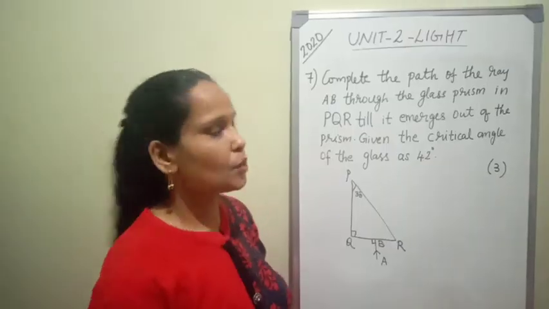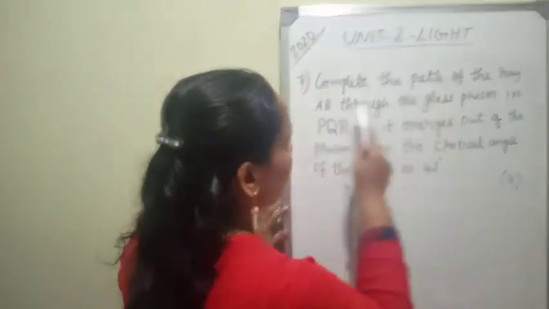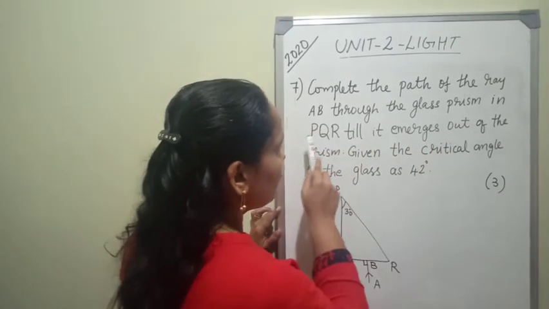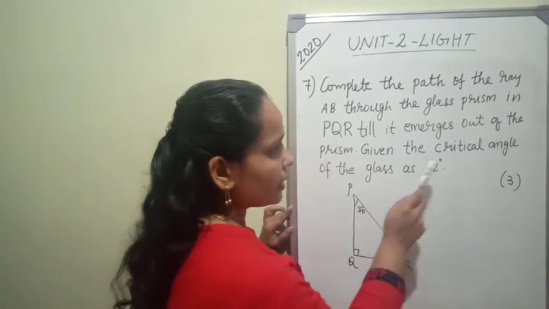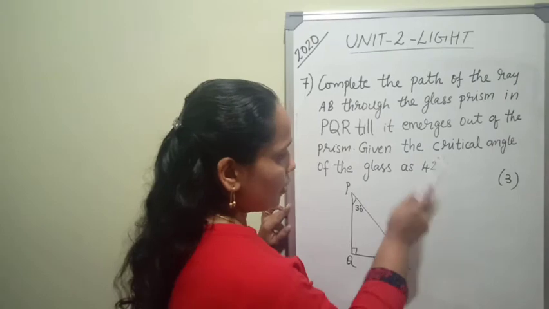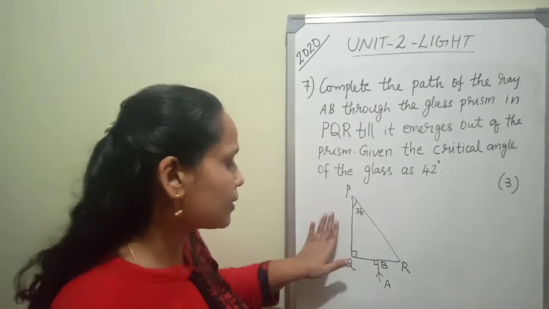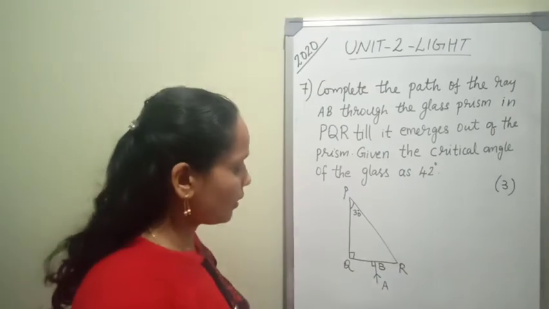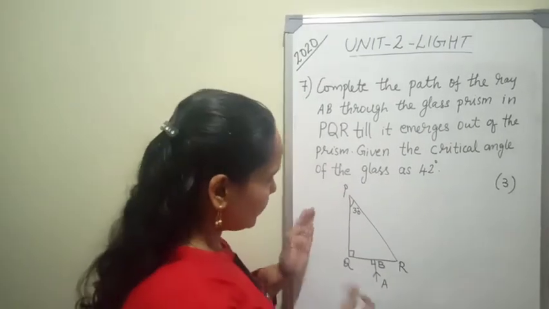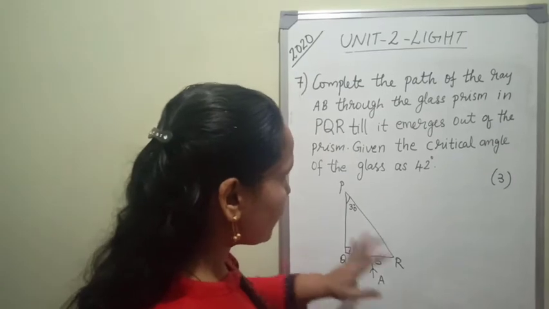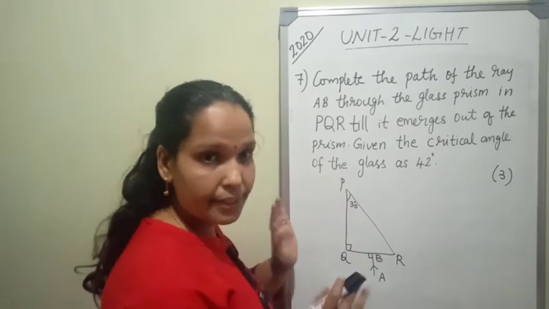Our next question from this chapter is, complete the path of the ray AB through the glass prism PQR till it emerges out of the prism. Given the critical angle of the glass as 42 degrees. It is a 3 mark question. This diagram also is there. So what we have to do? Complete the path of the ray AB. So look at this. Here PQR is a glass prism and the glass critical angle is 42. That much is given.